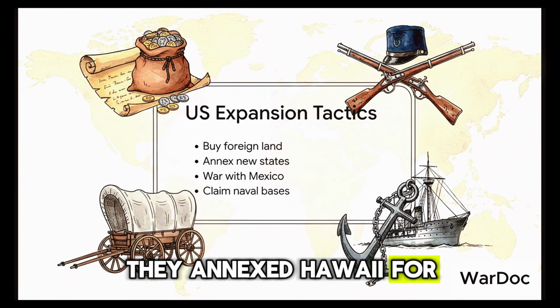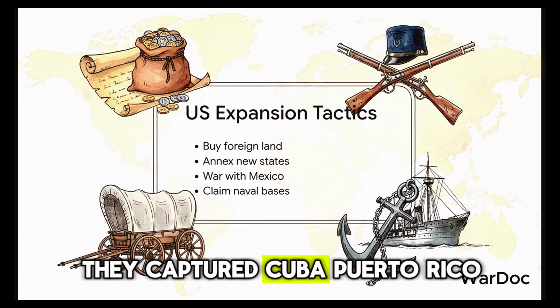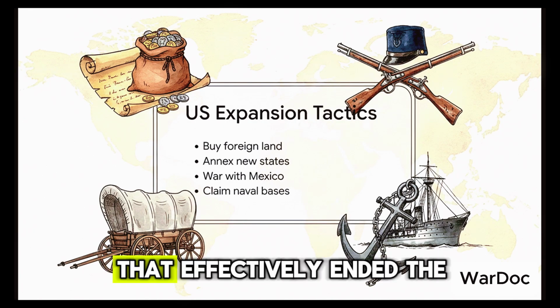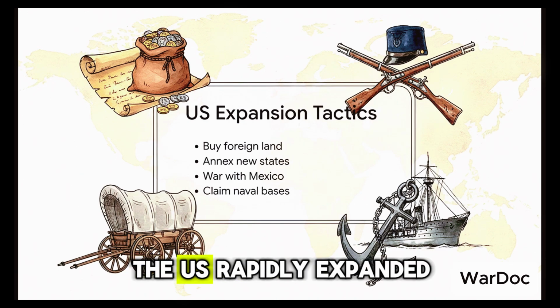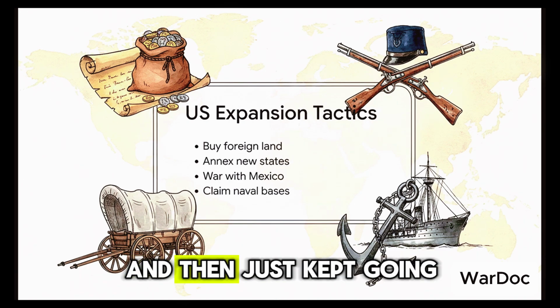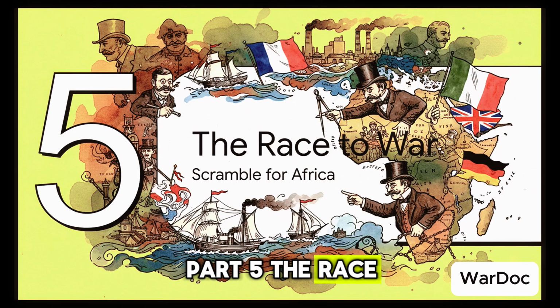They annexed Hawaii for a crucial naval base, and right after the Spanish-American War, they captured Cuba, Puerto Rico, and the Philippines. That effectively ended the very empire Christopher Columbus had kickstarted centuries earlier. The US rapidly expanded from sea to sea, and then just kept going. Which brings us to our final chapter, Part 5, The Race to War.